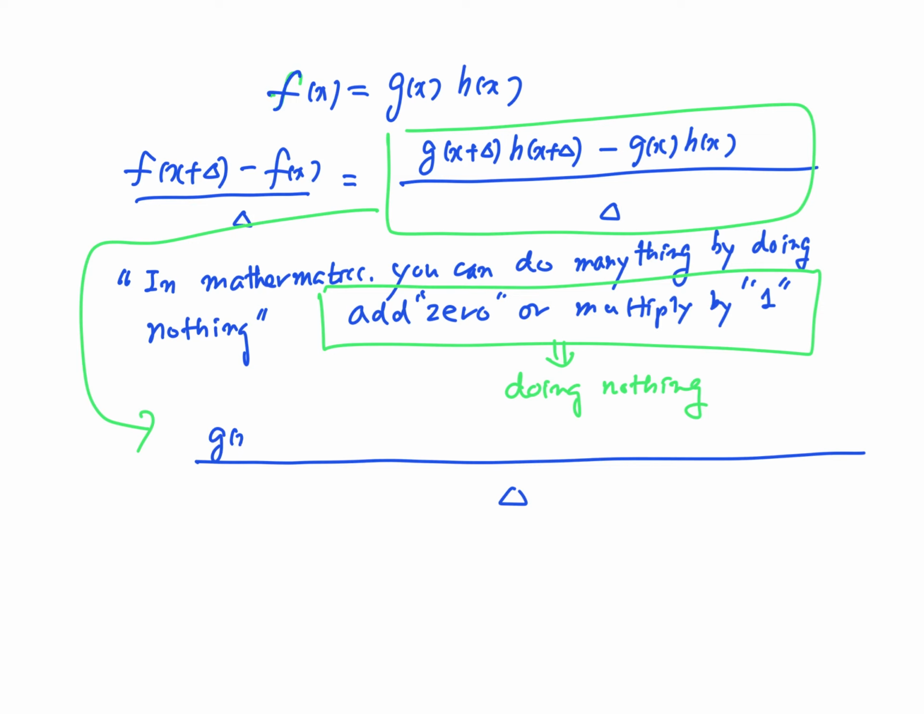By 3x plus delta, by subtracting and adding the same thing. Right? Here, I subtract g(x plus delta) and then add the same term, g(x plus delta). So basically they are zero, right?